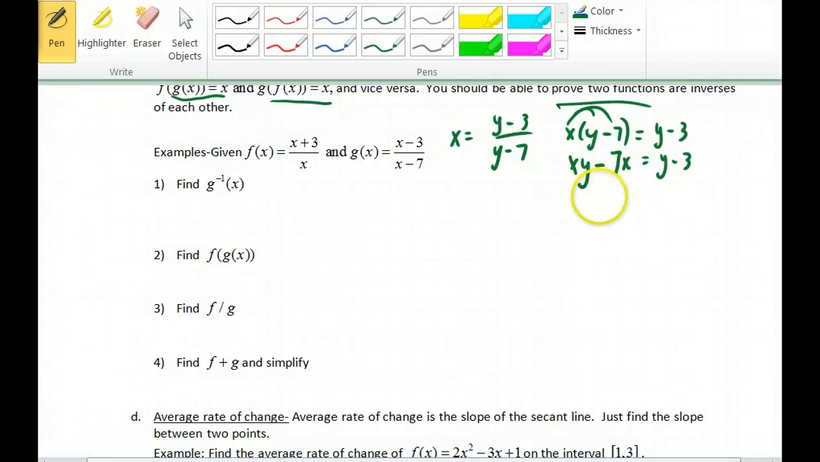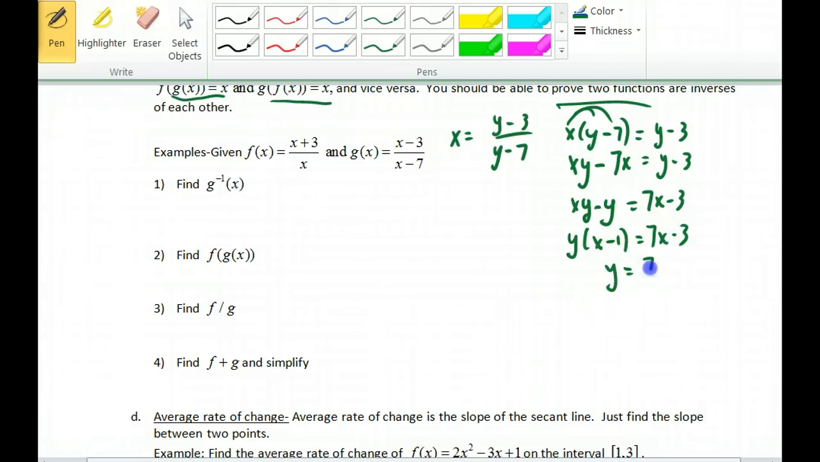Then bring the y's over. So this would be minus y. And get rid of the 7x to the other side. So I end up here. Now that I got my y terms on one side, I factor it out. That's the key right there. Factor out that y. And then y is equal to 7x minus 3 all over x minus 1. That would be your inverse function for g. So you better write it as such. g inverse of x is equal to 7x minus 3 all over x minus 1.